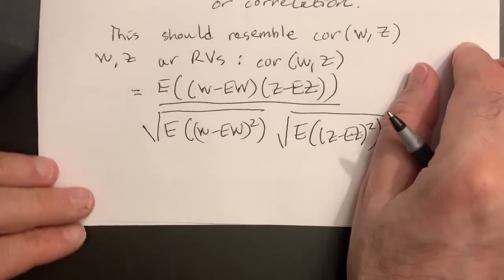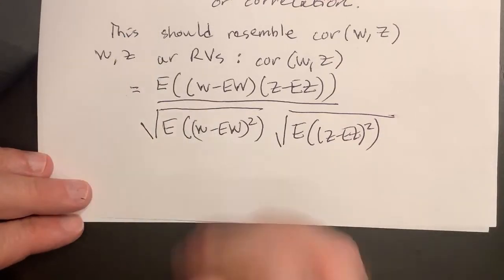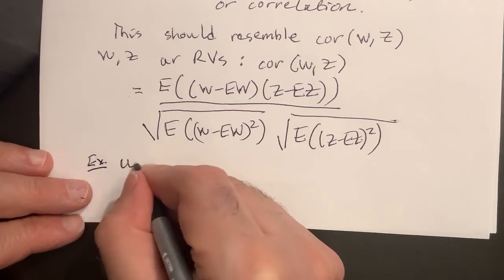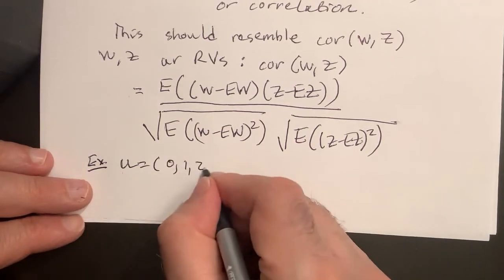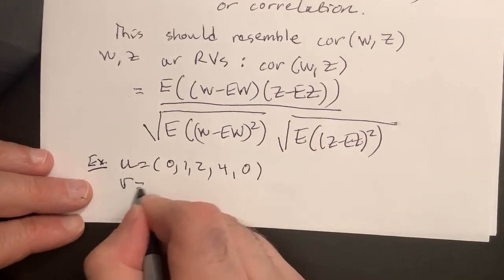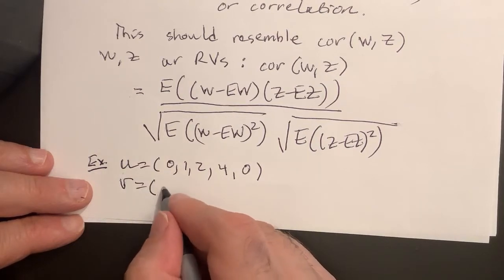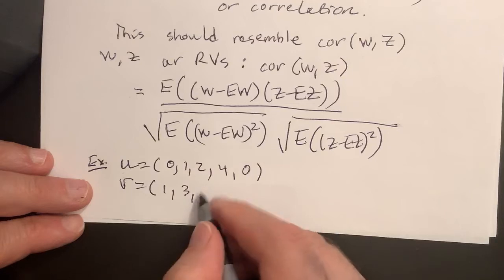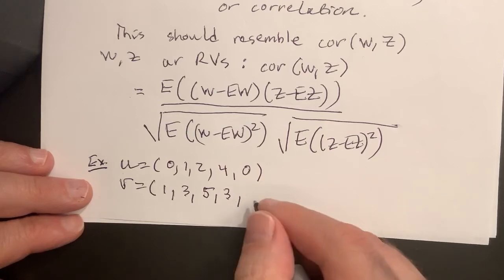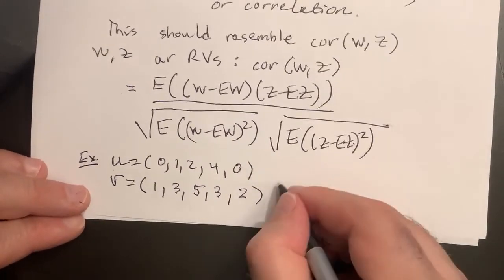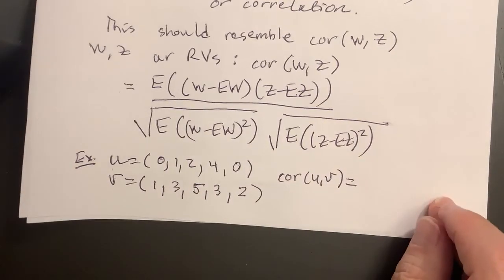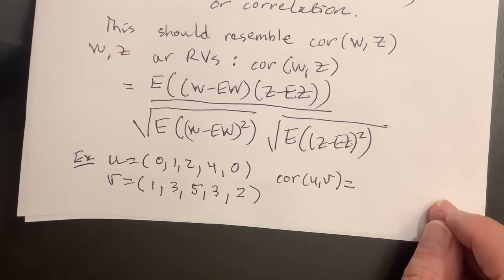actually, maybe we should do an example. So for an example, suppose we have u equals 0, 1, 2, 4, 0, and v equals 1, 3, 5. Let's say it goes down now, though, 3 and 2. Then the correlation of u and v equals, I'll let you work on it for a minute.